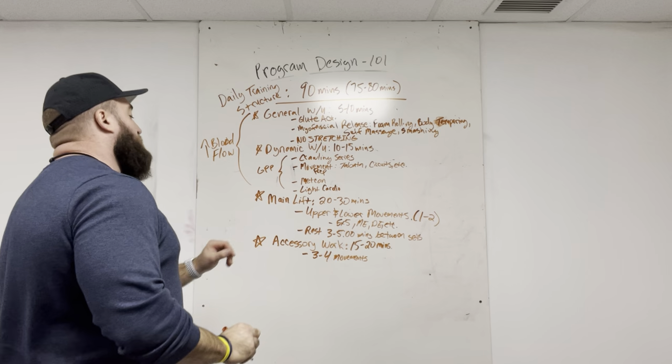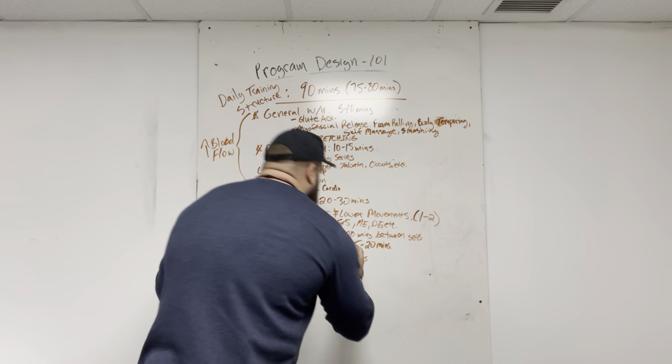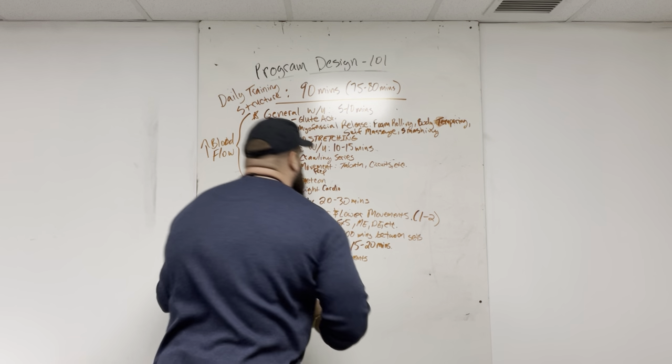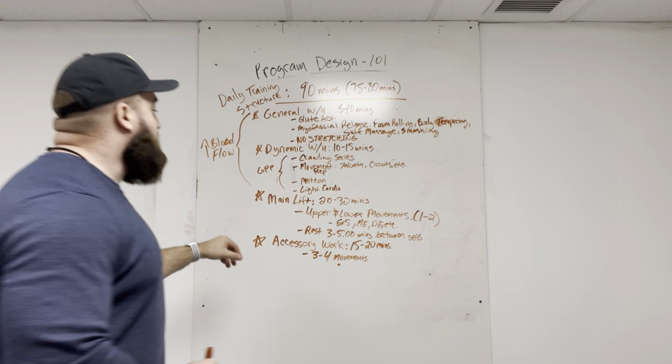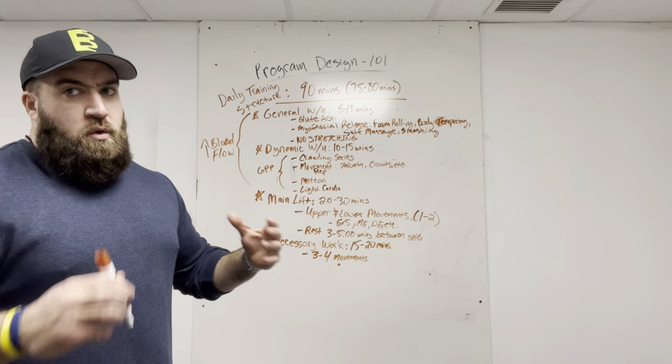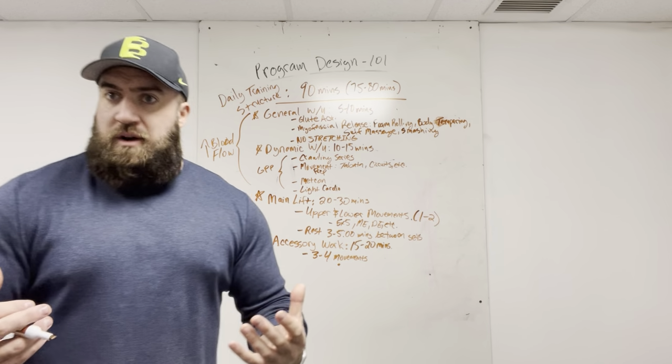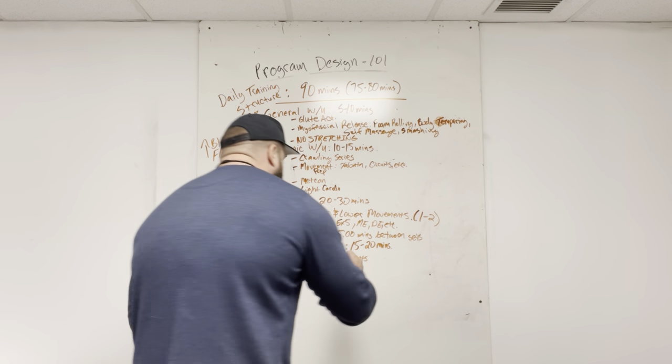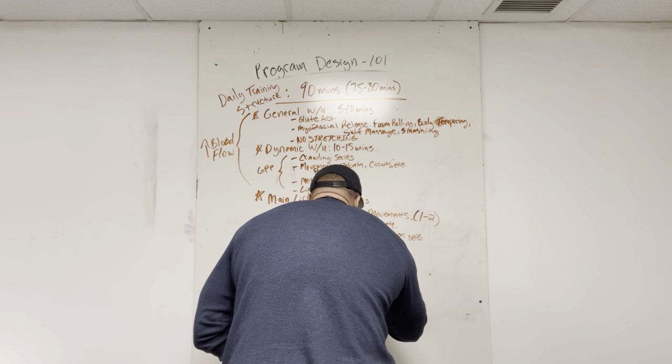All right. But now when we're selecting those movements, we've got some parameters that we have to keep in mind here. Okay. So we're talking about 3 to 4 movements. Remember, we talk about balance, right? Balance in the body. So we want to make sure that we're balancing everything out.